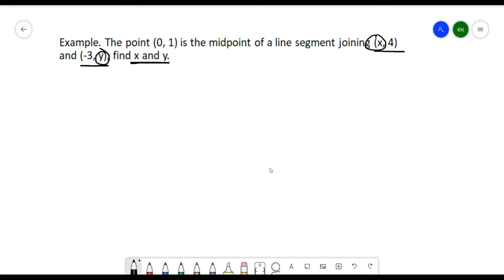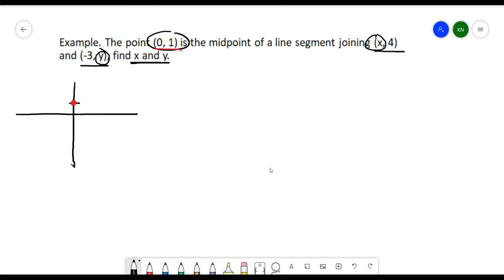So if we try to graph the given points, it is said that the midpoint is (0, 1), so meaning to say that it is somewhere here. So this is the midpoint. What we need to do is find the value of x and y so that we can graph and check that the midpoint is at (0, 1).